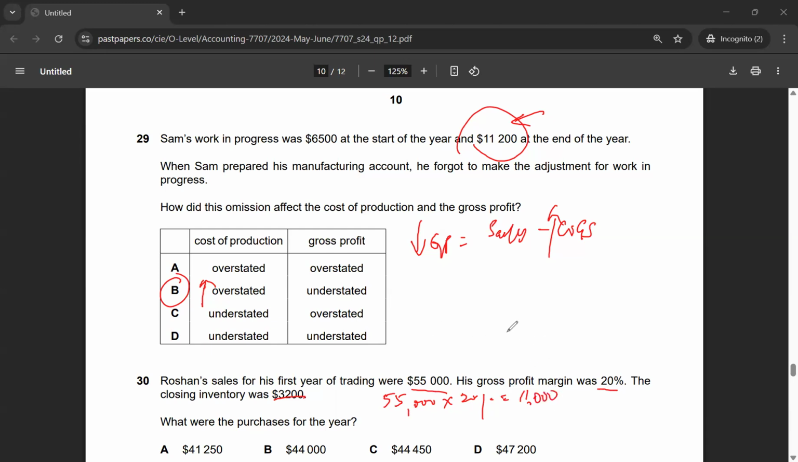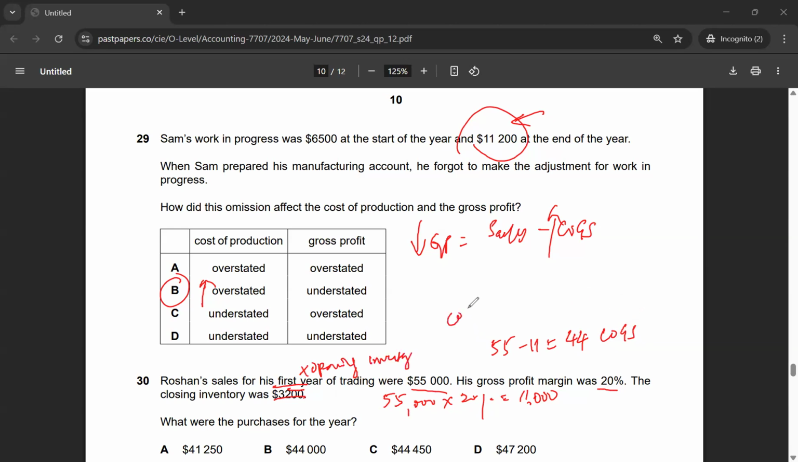So this is my gross profit, right? 55 minus 11, 44 gives me, what is this? This is my COGS, right? So this is my cost of goods sold. Since this is his first year, there isn't going to be any opening inventory. So our opening inventory is going to be 0, right?